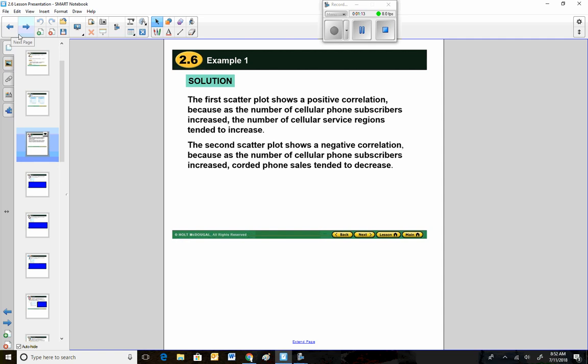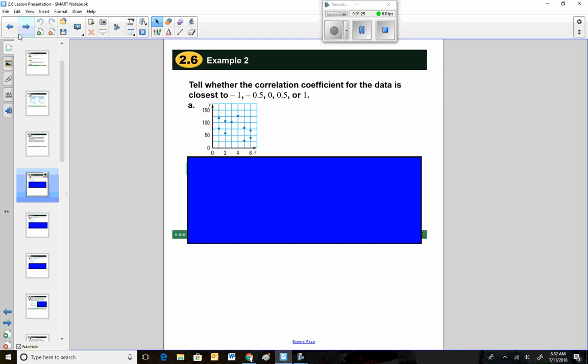So, we also have such things. Those are called scatter plots, by the way, when you plot all your points on the graph. It's a scatter plot. Sometimes they show positive correlations, sometimes they show negative correlations. Now, let's take a look at this. Tell whether the correlation coefficient for the data is closest to -1, -0.5, 0, 0.5, or 1. Now remember, your correlations will only go between -1 and +1.